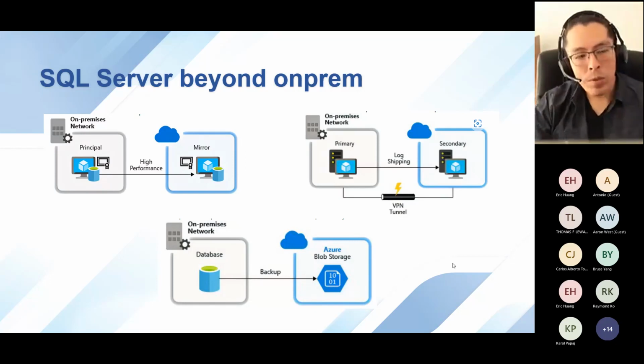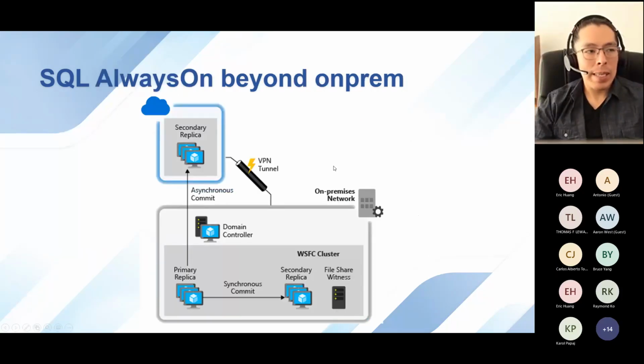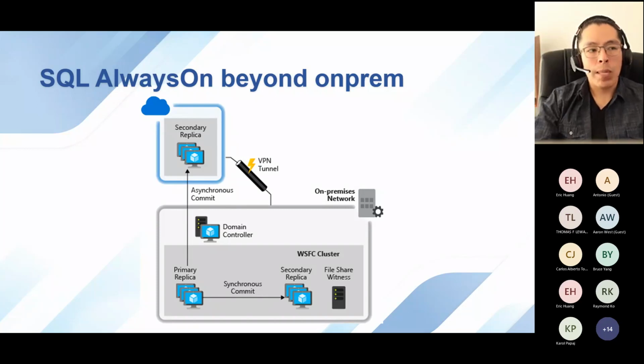I want you to see that the same scenarios that we have deployed on premises, now we have the possibility to work with also, but moving the data to Azure. And one of the most interesting here is the AlwaysOn. The AlwaysOn can be expanded as well. So in the down part of this slide, we have the on-premises network, we have the domain controller, we have the replicas, and we have the possibility to work with a third or fourth or fifth replica on Azure.